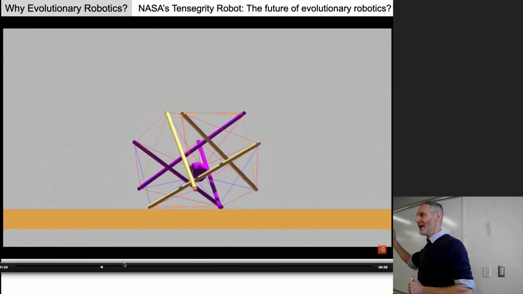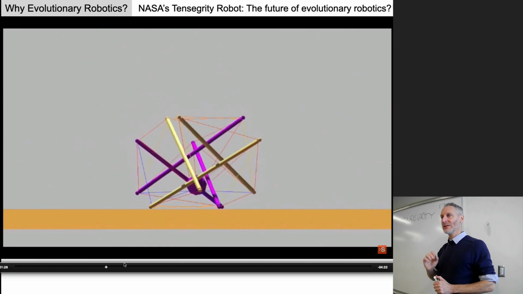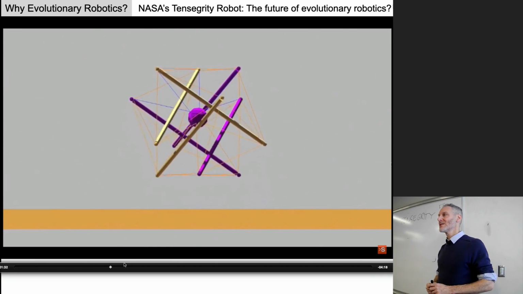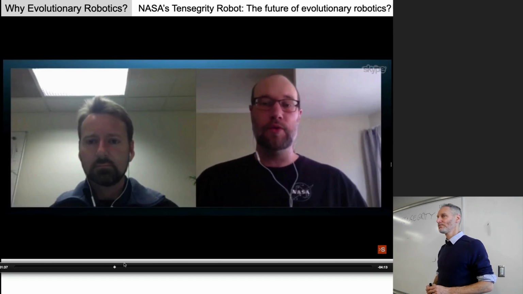So for NASA, at least, exploring different body plans has a very practical, utilitarian end. Are there safer ways we can get science onto the surface of another planetary body?